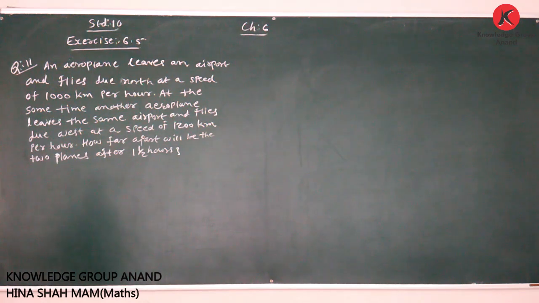Question number 11, Exercise 6.5. An aeroplane leaves an airport and flies due north at a speed of 1000 km per hour. At the same time, another aeroplane leaves the same airport and flies due west at a speed of 1200 km per hour.